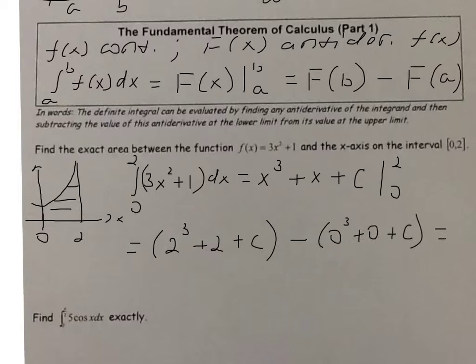I hope you realize that c will always cancel, that we really don't need to put plus c. It's not necessary. It's actually silly in a way. And by calculating that value, 2 cubed is 8, plus 2, the final answer is 10. So the area under this parabola on the interval from 0 to 2 is exactly 10 units.